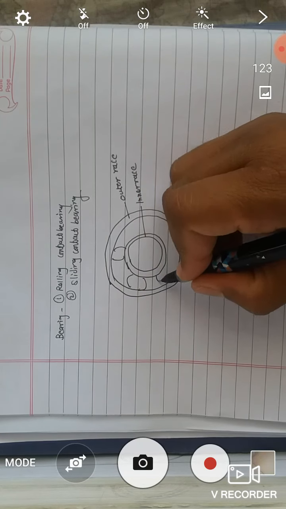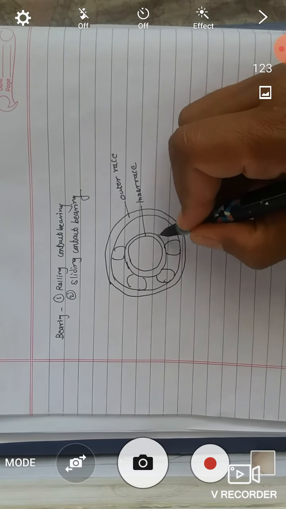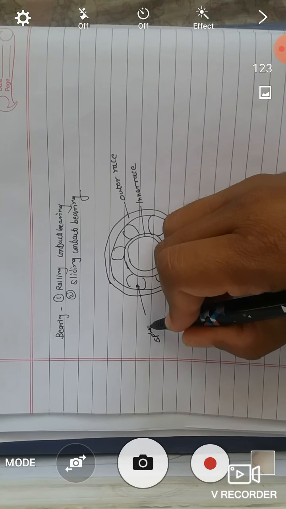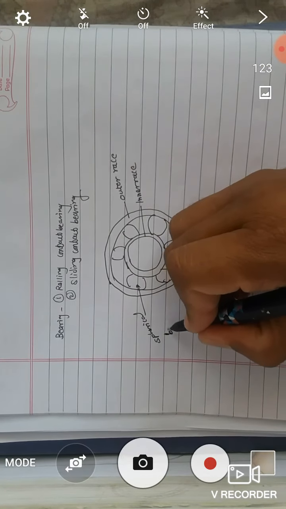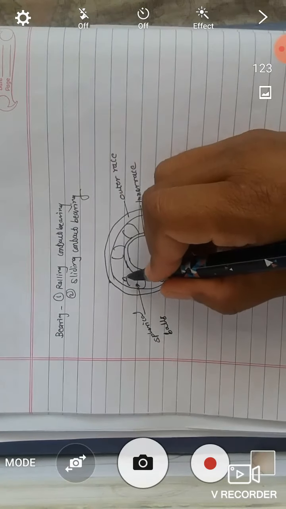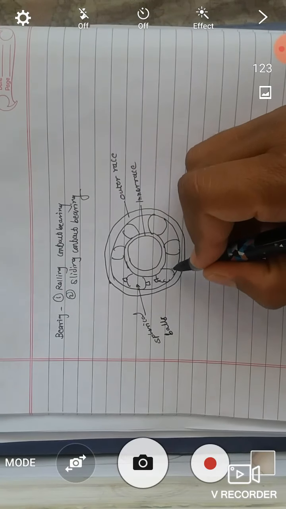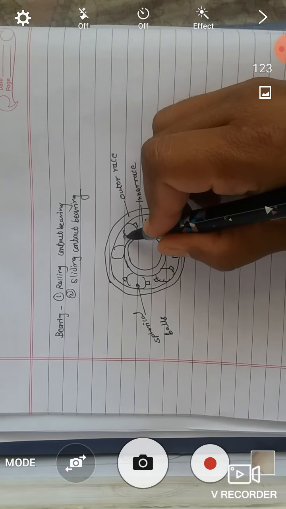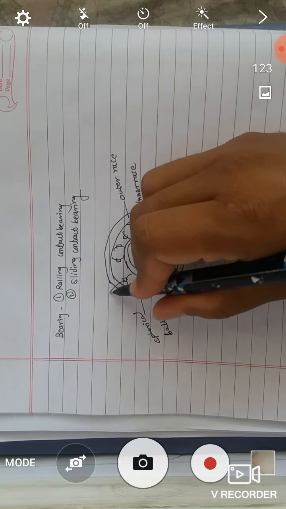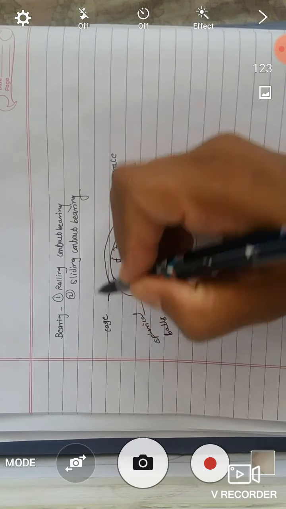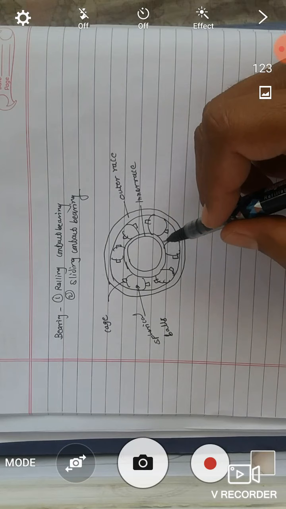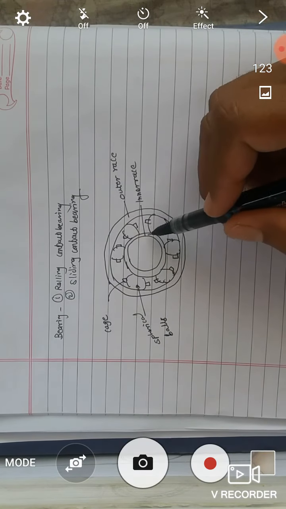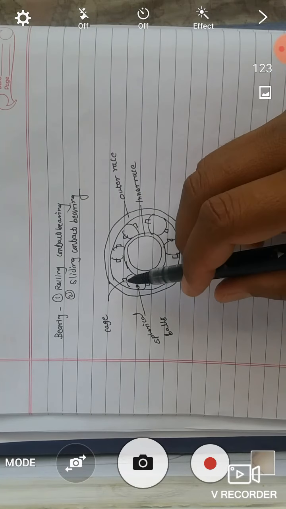Then these balls are provided. Spherical balls. And for fixing these balls or for maintaining the position, here a cage is provided. This part is called the cage. So in this way, these four parts are important in case of rolling contact bearing: outer race, inner race, spherical balls, and this cage.